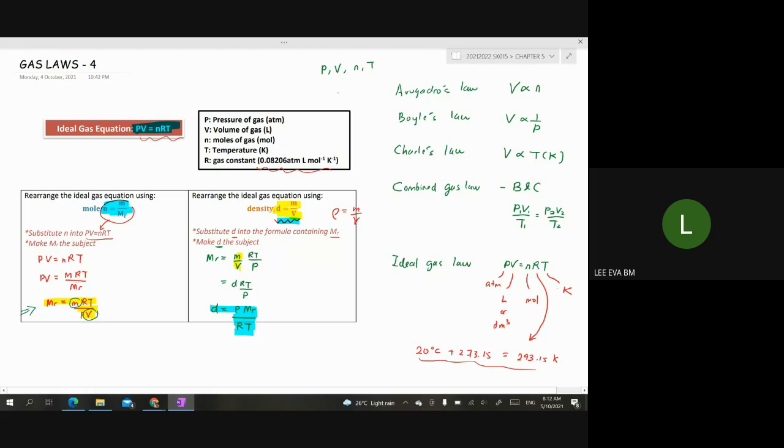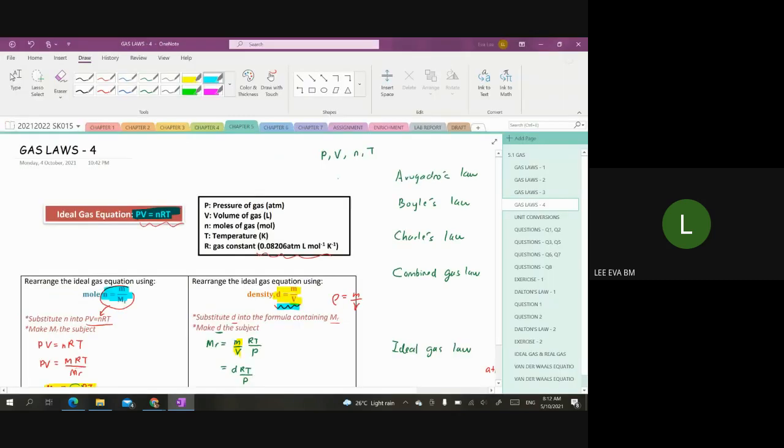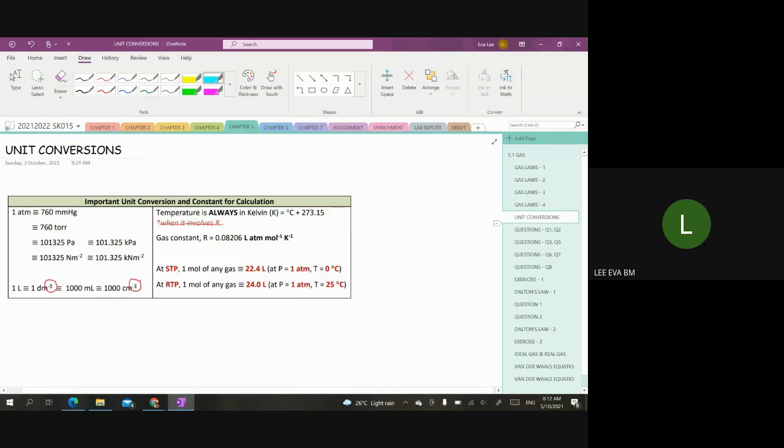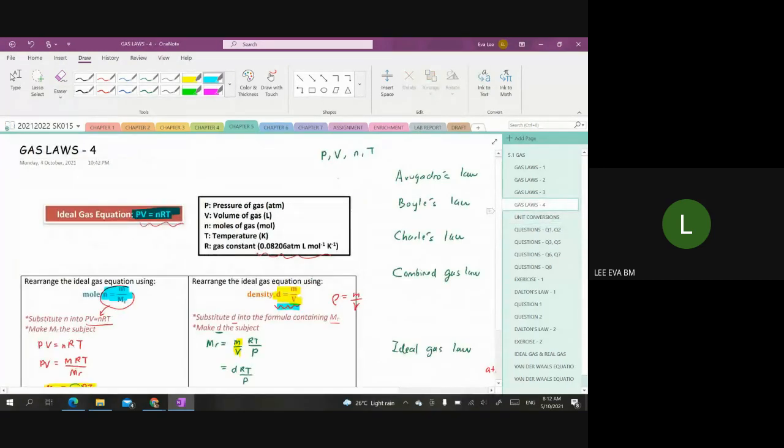Okay. So it's not necessary for you to memorize. You can always do your derivations on your own. Okay. So, kenapa kita nak belajar derivation ini?